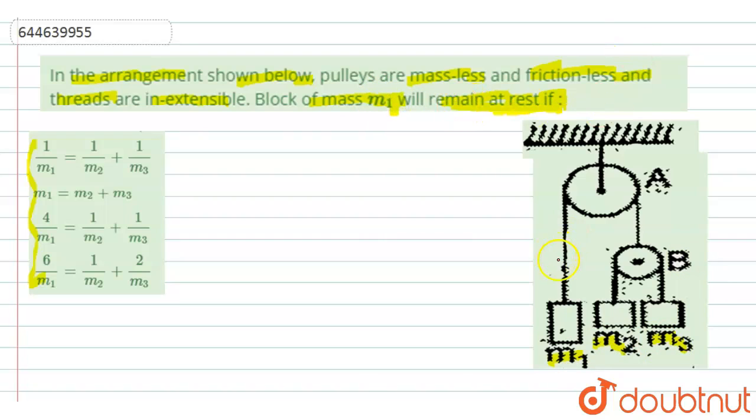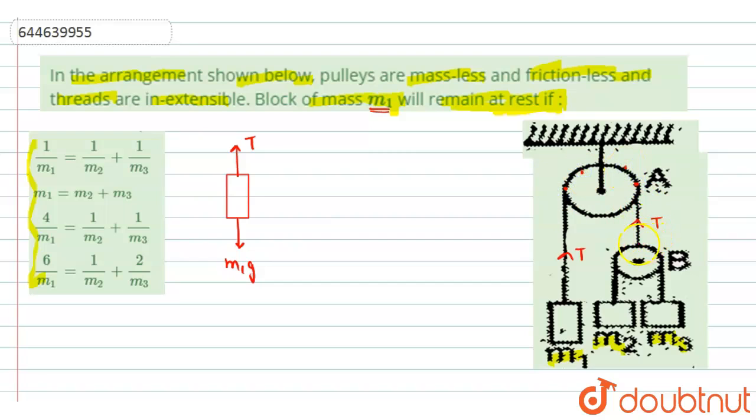So let me draw the free body diagrams first. Let this be the mass m1. On mass m1 there will be a weight acting in the downward direction, which is m1g, and there will be a tension, let's say T, acting in this thread. This is tension T in the thread. So this is the free body diagram of the block of mass m1. Now as the threads are massless and frictionless, the same tension would be acting on this side of the thread also. The tension will be the same at every point on this thread.